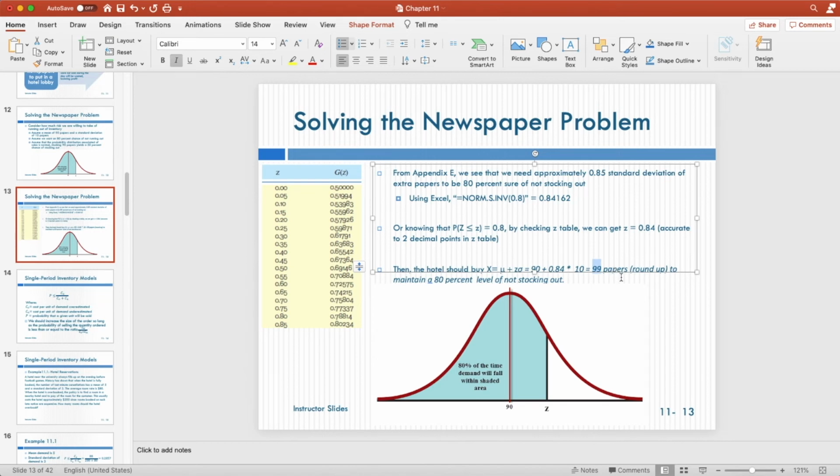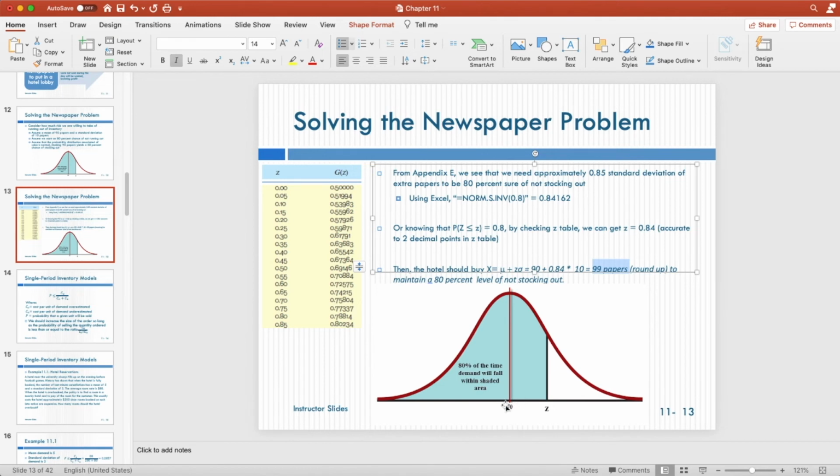Okay, so finally, by getting this result, you know that in order to maintain this 80% level of not stocking out, the hotel owner has to buy 99 papers. Okay, you see that this specific value is higher than 90.